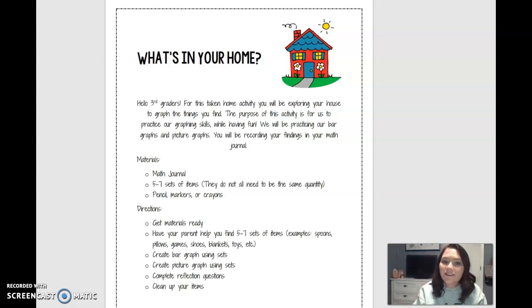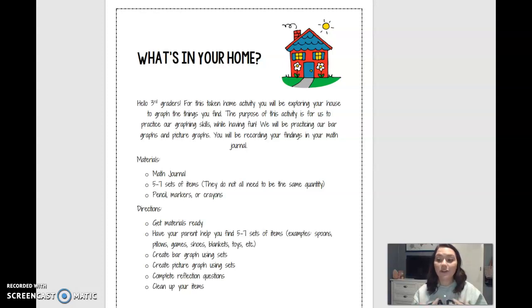So I said, hello third graders, for this take-home activity you'll be exploring your house to graph the things you find. The purpose of this activity is for us to practice our graphing skills while having fun. We'll be practicing our bar graphs and picture graphs, and you'll be recording your findings in your math journal. So basically all the kids need are their math journal, pencils, markers, crayons, whatever they want to use. They could be colorful.